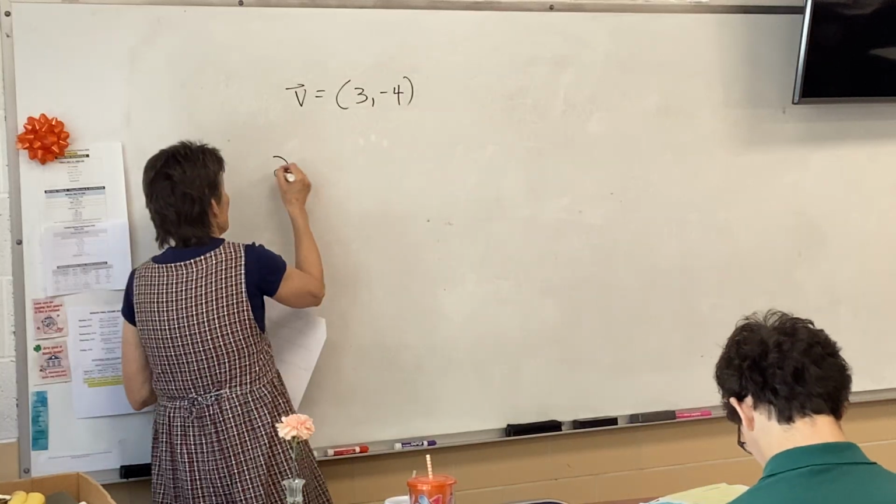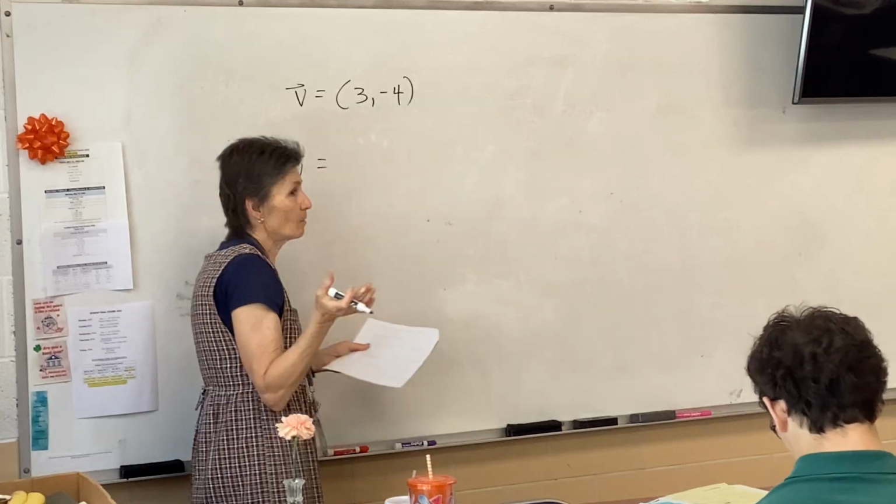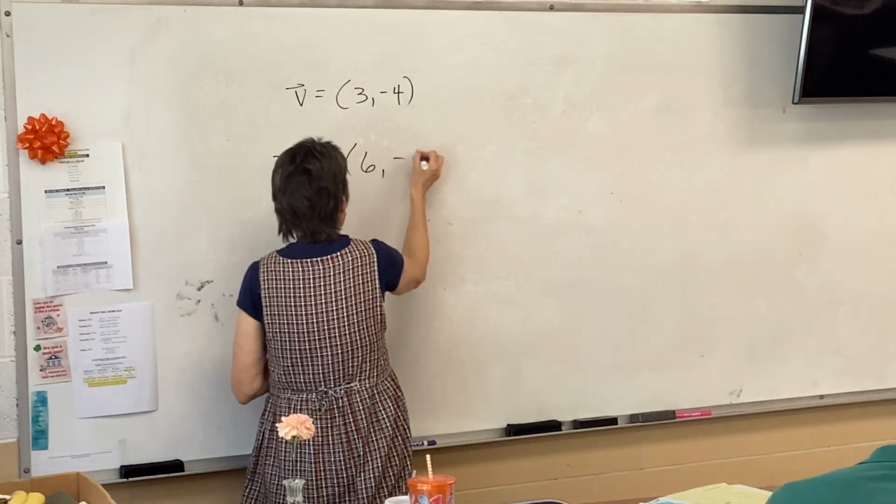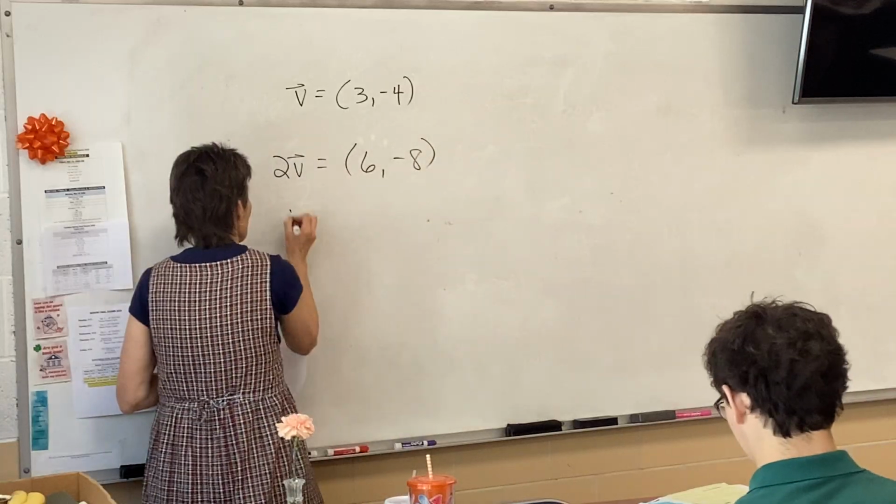All right, so find 2b. Okay, take a wild guess. What do you think 2b is? 6, negative 8. I told you you can figure this out.